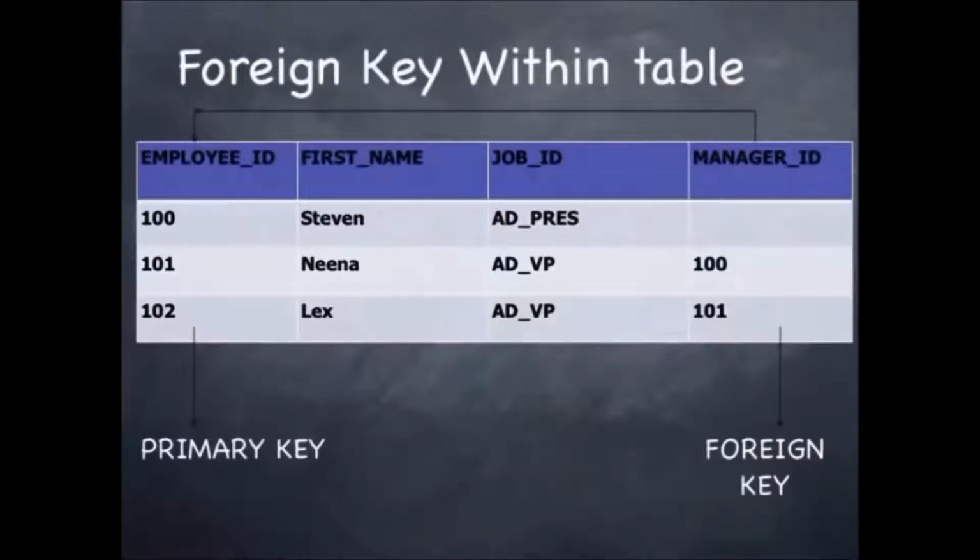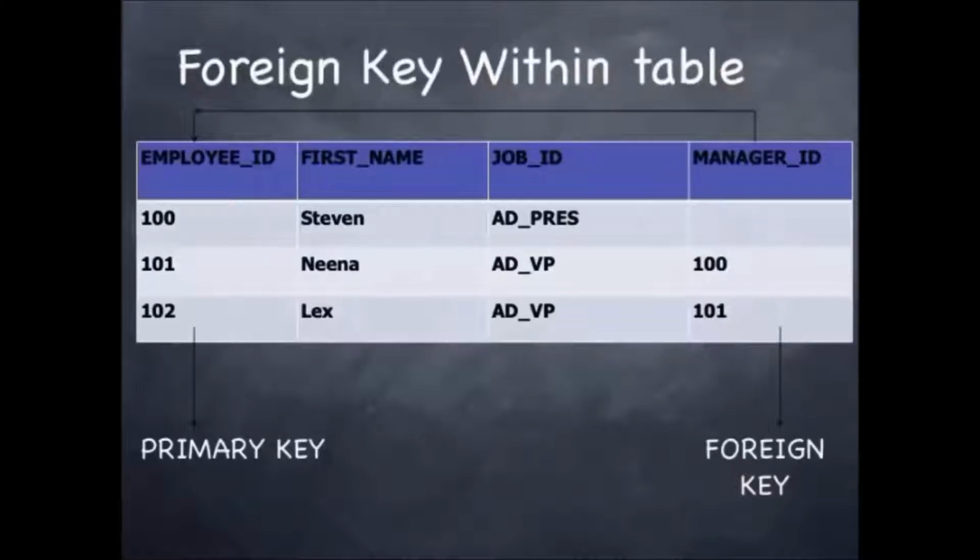A foreign key can exist within a table itself. Have a look at this slide where we have a table called the employees table where there are four columns. The fourth column is a new column which is the manager ID column. Observe the employee ID values are 100, 101 and 102. The manager ID values are 100 and 101. Now what we are trying to say over here is that a manager is always another employee of the company.